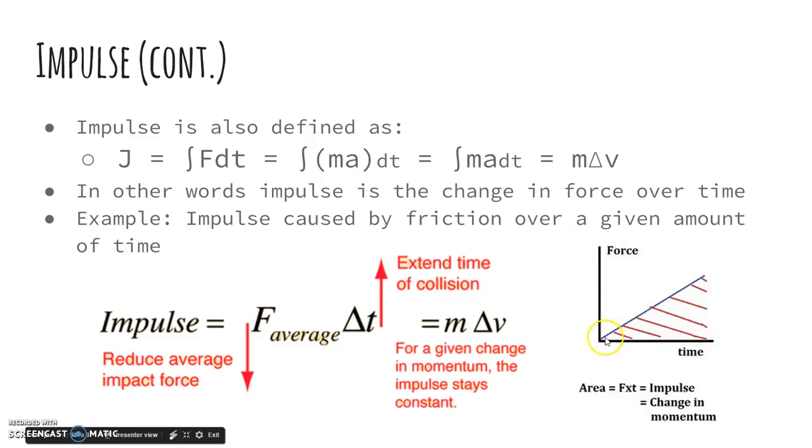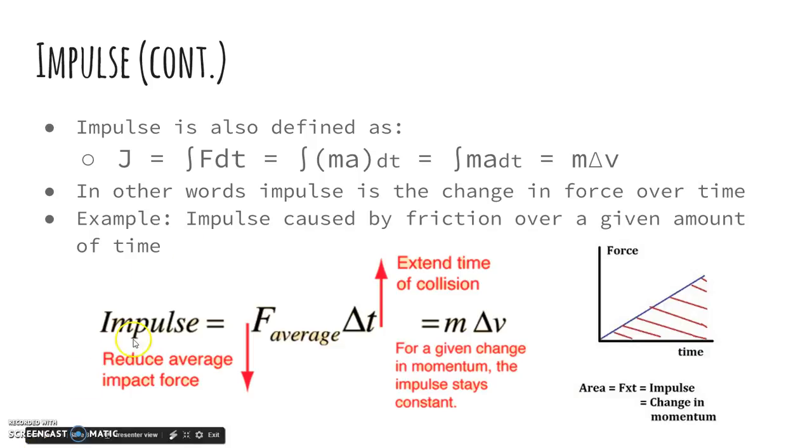So as you can see in this lower right-hand corner with this graph, the area under the force and time graph leaves you with the impulse. So an example of impulse is friction caused over a given amount of time. It's not the friction given over a certain amount of distance. That's different. That is work. This is impulse. It's the amount of friction over time.